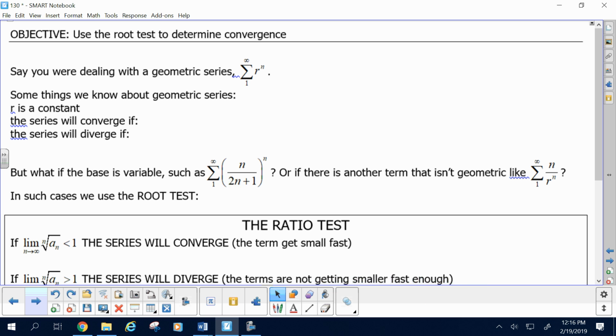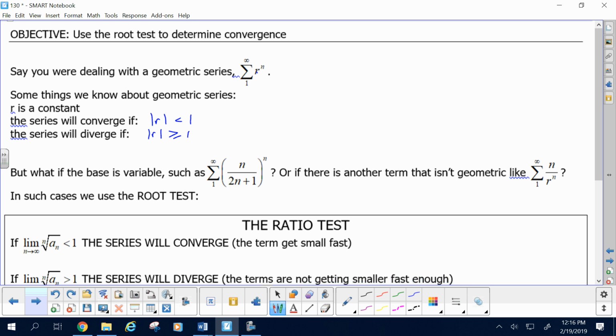Some things we know about geometric series is that if this is geometric, r should be a constant. It should be 1/2 to the n, not n to the n, or n plus 1 to the n. To be truly geometric, that should be a constant to the n. The series converges if r is less than 1 and diverges if r is greater than or equal to 1. All right. Now, that's the starting point for the root test.